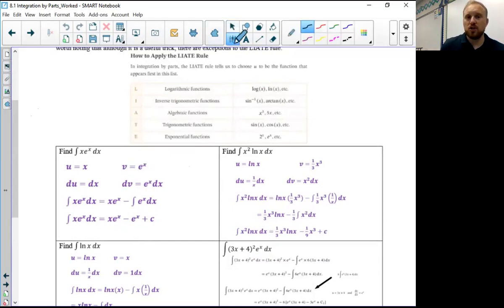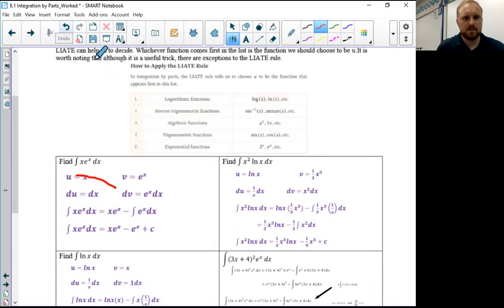And what you're going to do is the tic-tac-toe method here, where you're going to take u times dv, which gives you the integral of this, and then you're going to take your uv, which is x times e to the x. So it's going to go like this. It's going to go uv minus the integral of, in this case, v du. So it goes like this. Okay? So you're taking uv minus the integral of v du.